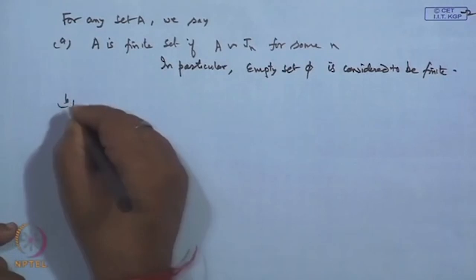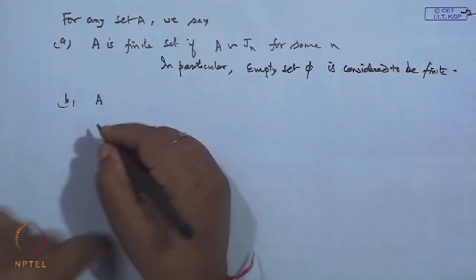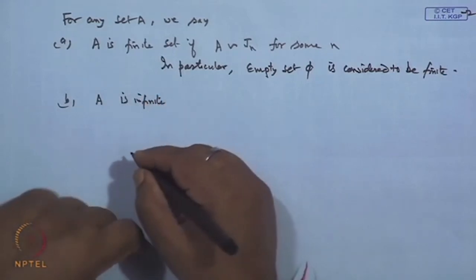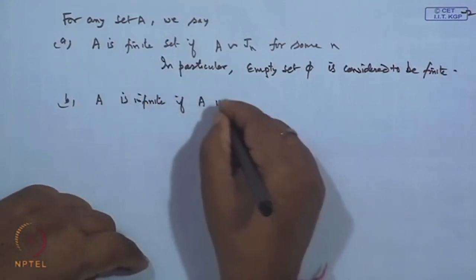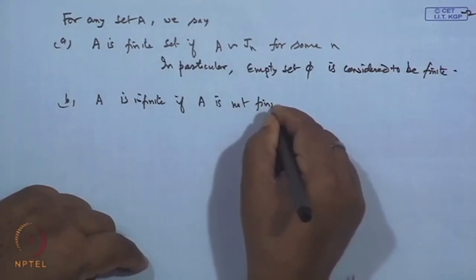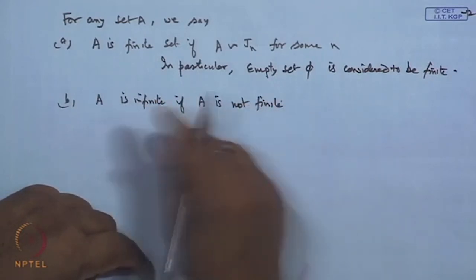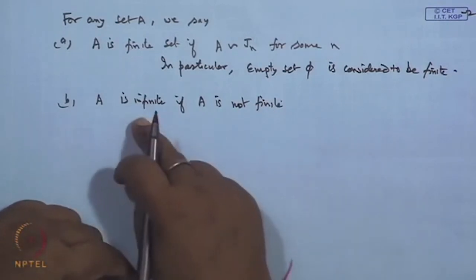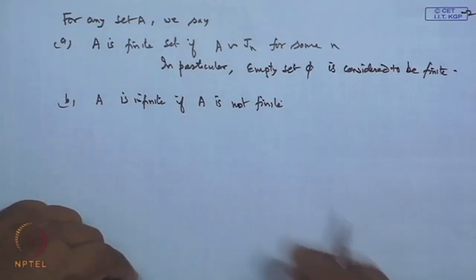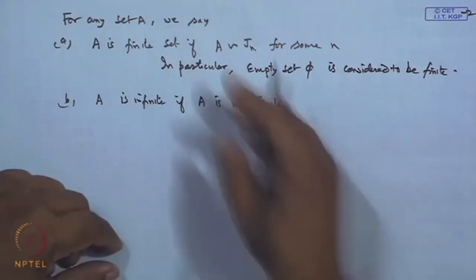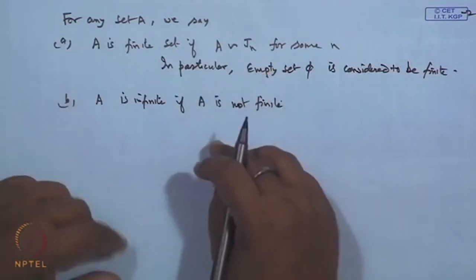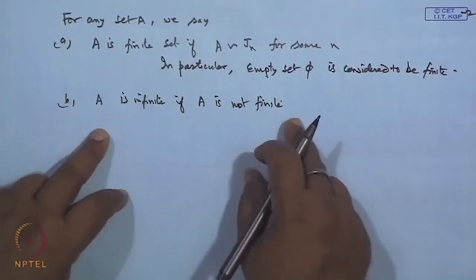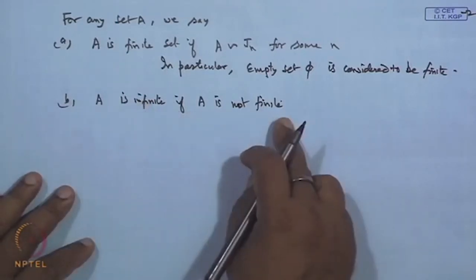Then a set A is said to be infinite if A is not finite. In fact, this definition we can further modify to get a better way of defining the infinite set in the next part, when we discuss countability. So, A is finite if it is not infinite, A is infinite if it is not finite.